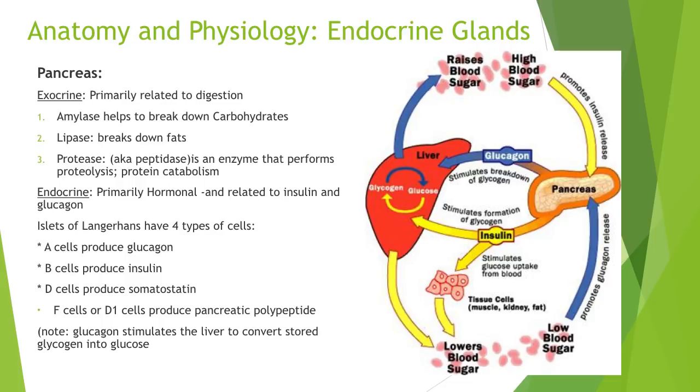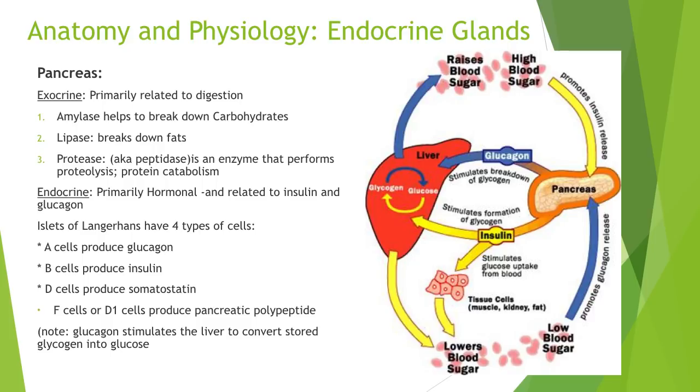The pancreas has two different functions. In the exocrine function, it provides breakdown of our foods. So it produces amylase, which will help break down carbohydrates, lipase, which affects our fat intake, and protease, which helps in protein catabolism. The endocrine function is primarily hormonal, and what it does is it helps regulate insulin and glucagon.